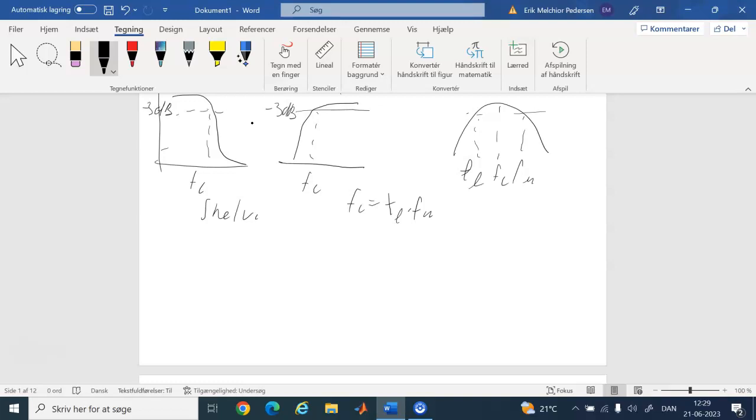Sometimes it's about gain or attenuate. Gain and attenuate, or here, gain and attenuate. It could be 18 dB or minus 18 dB.